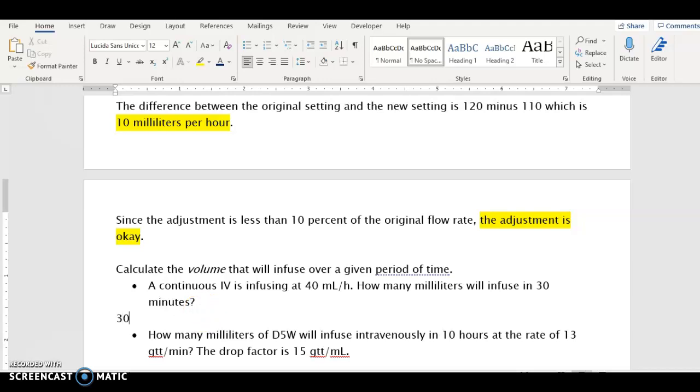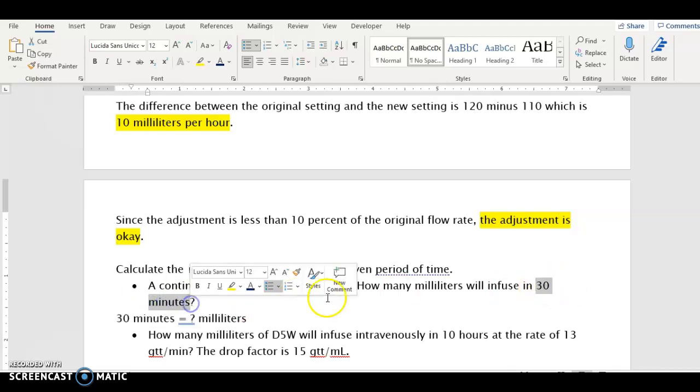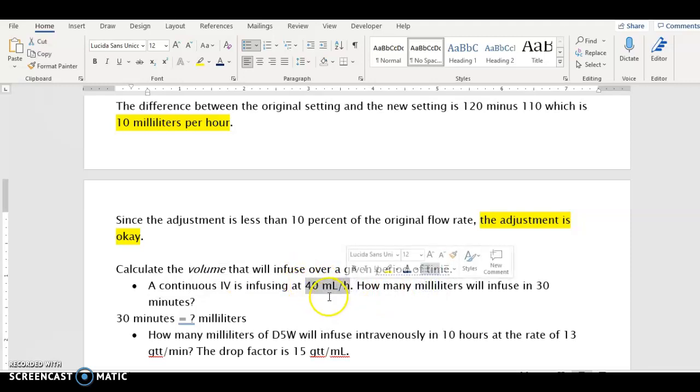Okay, so in other words, 30 minutes is equal to how many milliliters? That's what the problem is asking. Notice that the units of minutes for the given amount of time are incompatible with the units for the flow rate, which is given as milliliters per hour. It's fine that the flow rate is expressed in milliliters per hour, but the fact that it's expressed per hour means that it's incompatible with the units given for the amount of time, which is in minutes.